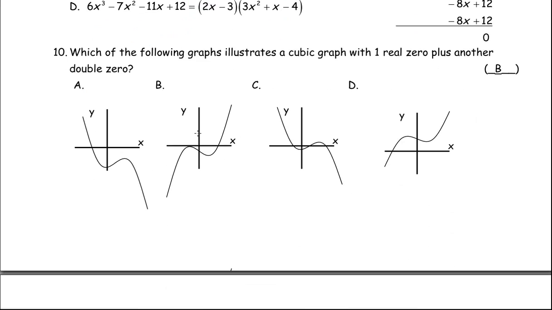For number 10, we're asked which of the following graphs illustrates a cubic graph with one real 0 plus another double 0.